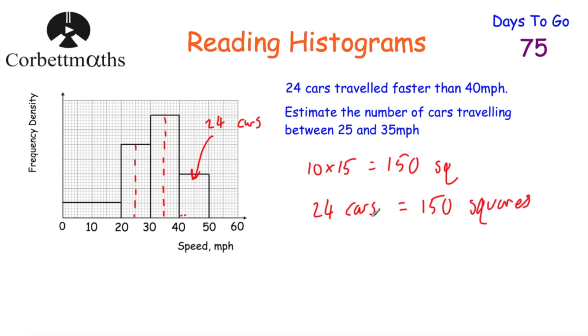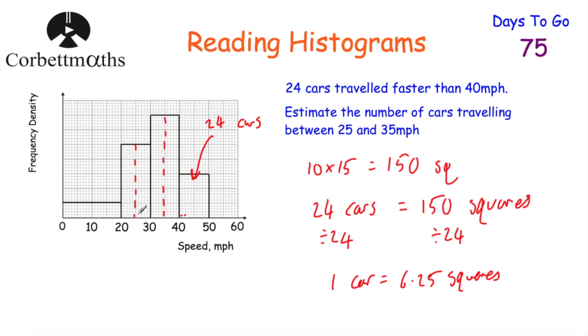So that means that if we divide by 24, we can find out how many squares each car is worth. So if we divide by 24 and divide by 24, we'll find that one car is equal to 150 divided by 24, which is equal to 6.25 squares. So 6.25 squares on this diagram is one car. So if we now see how many little small squares there are between 25 and 35, we can then divide that by 6.25 to see how many cars there are.